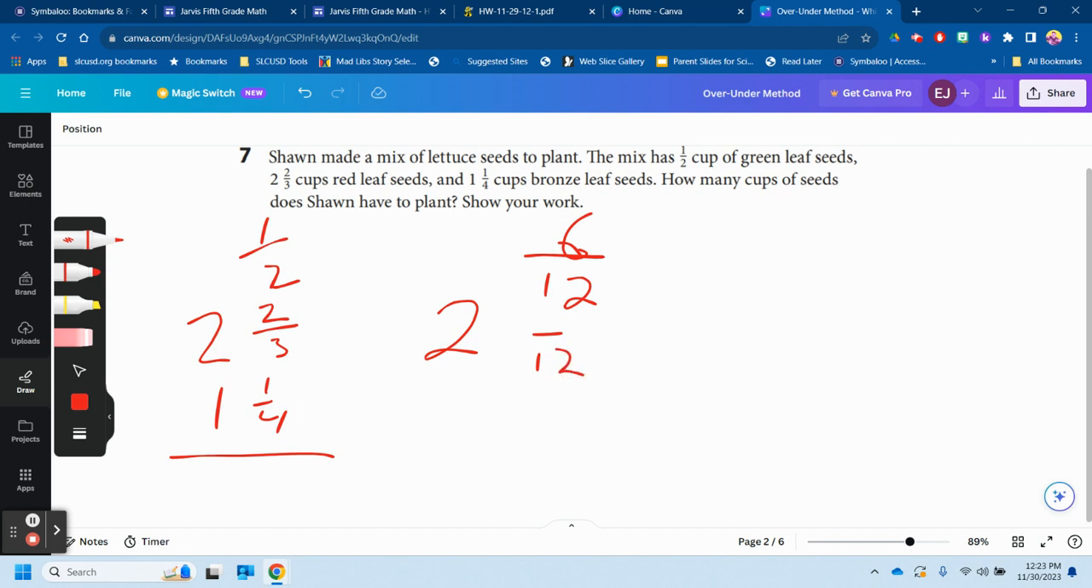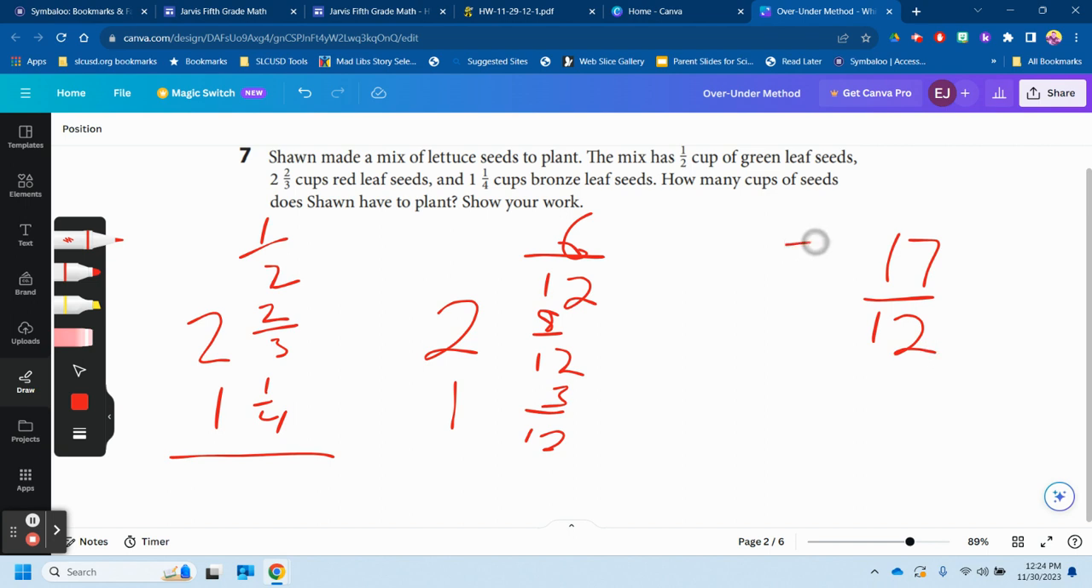3 times 4 is 12, so 2 times 4 is 8. I'm multiplying this essentially by 1. Now, what do I multiply the 4 by to get 12? I multiply that by 3, so I multiply the 1 by 3. This got kind of messy. So it's 17/12 here.